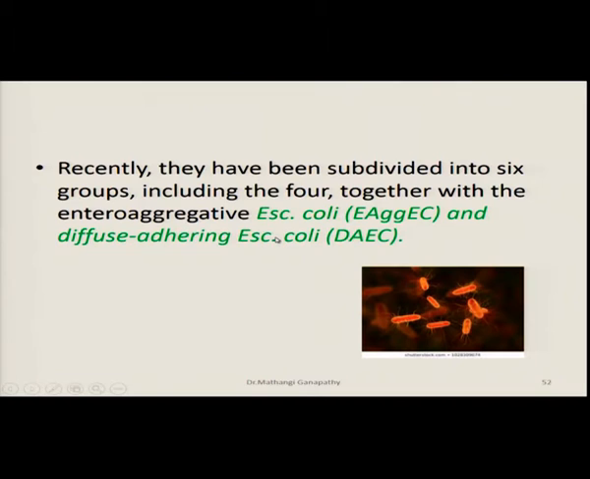So, the other 4 plus 2 recent ones: enteroaggregative E. coli, called EAEC, and diffusely adhering E. coli, called DAEC. These 2 have now been added to the already established 4 types which cause gastrointestinal diseases.